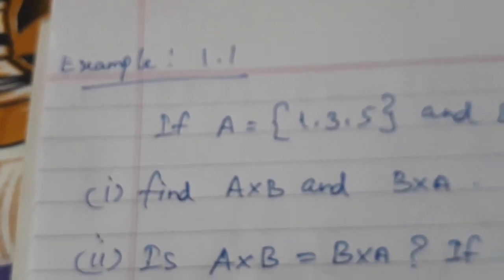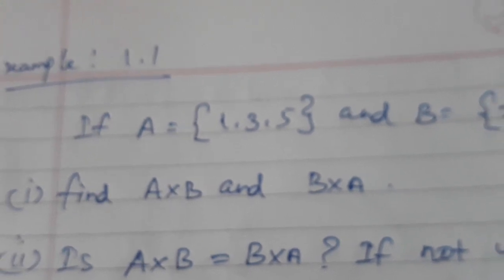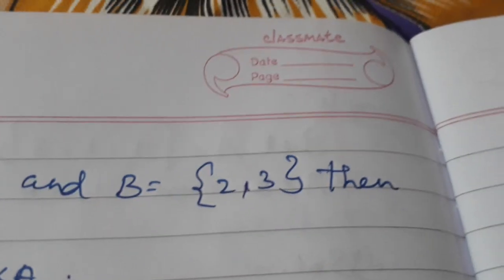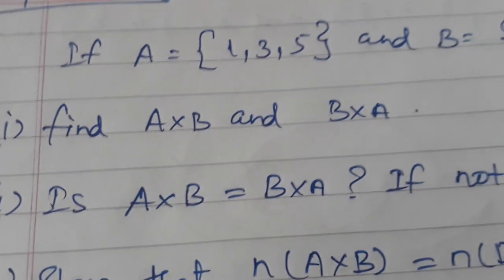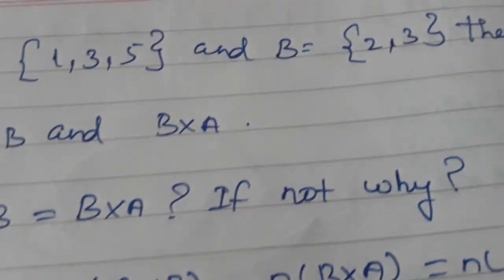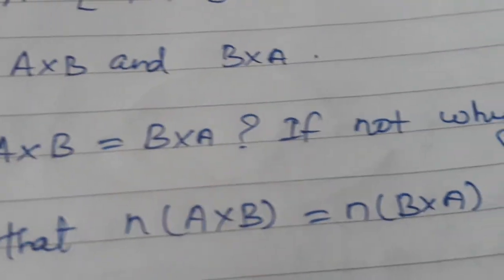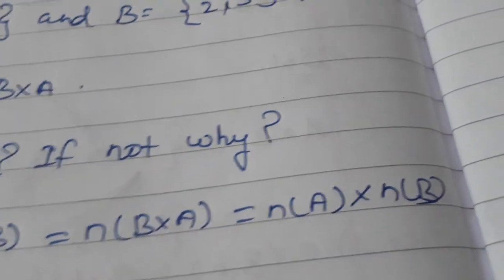Next are real numbers, denoted by R, which is the union of Q and Q', where Q is the set of all rational numbers and Q' is the set of all irrational numbers. So we are going to example 1.1. If A = {1, 3, 5} and B = {2, 3}, then first part, find A × B and B × A. Second part, is A × B equal to B × A? If not, why? Third part, show that n(A × B) = n(B × A) = n(A) × n(B).